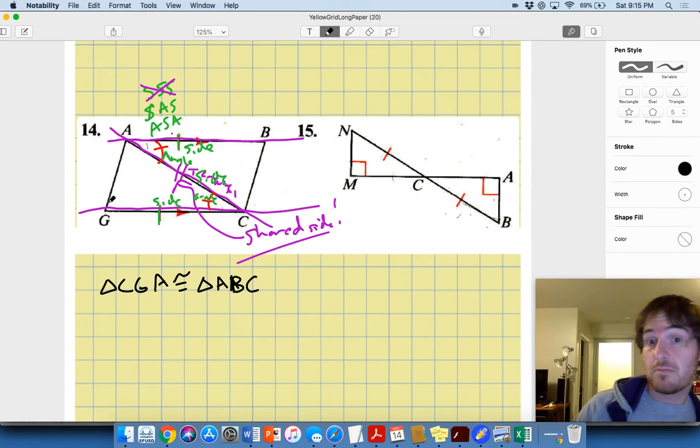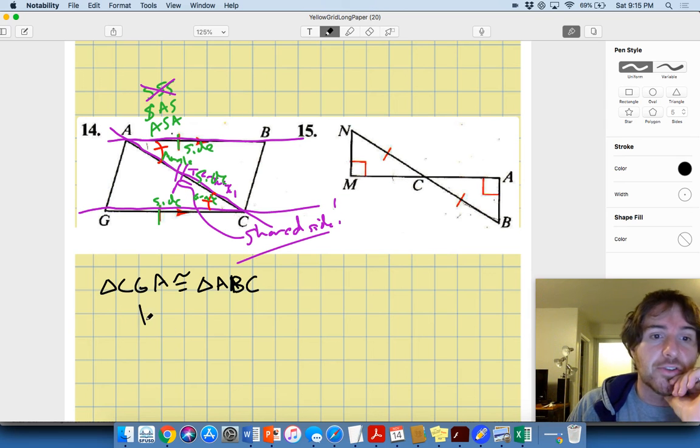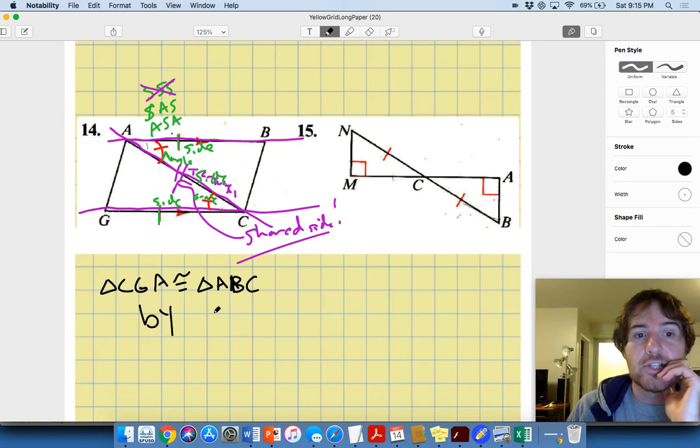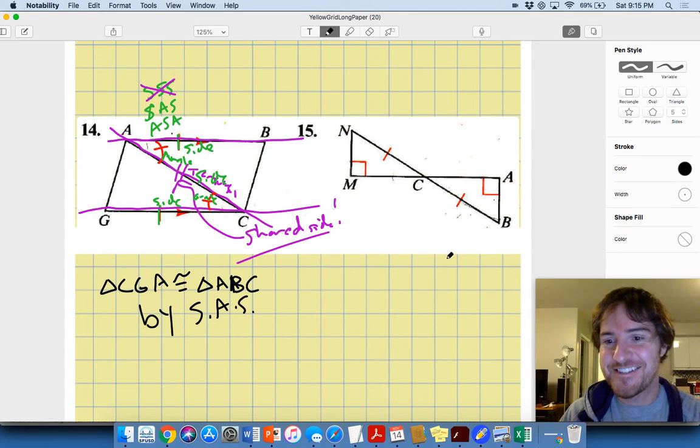Angle B certainly maps to angle G. Look at that. Those are the ones that are off by themselves. They don't share a side or anything like that. So B and G definitely correspond, and then C, which is right here, and A, that's where we began. We correspond there. Okay, so our answer is triangle CGA is congruent to triangle ABC by SAS, my friends. SAS. There you go.